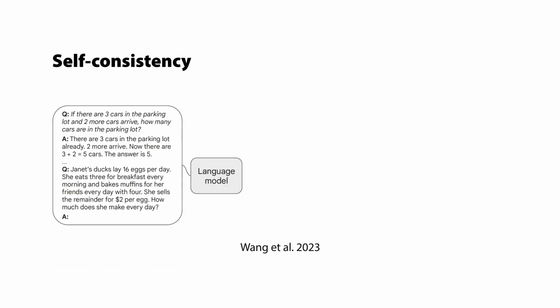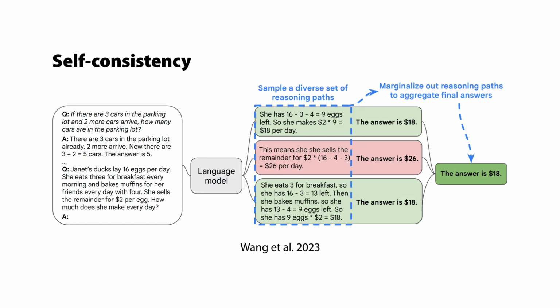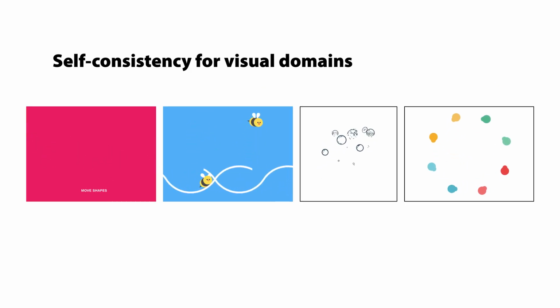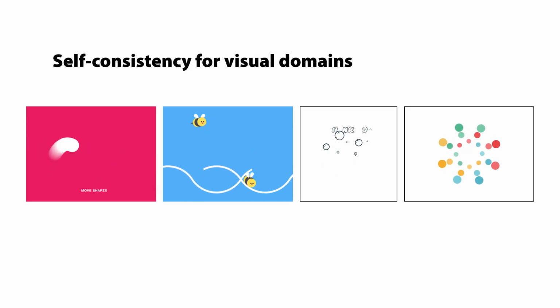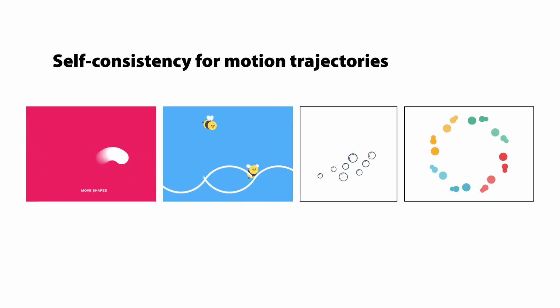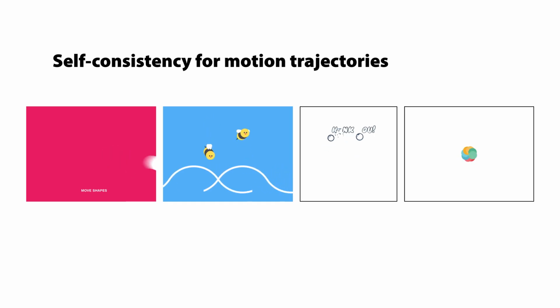Self-consistency is a lightweight, unsupervised technique for improving large language model performance by sampling diverse responses and grouping them to find the most consistent answer. In our work, we explore how to apply self-consistency to the visual domain. More specifically, we focus on the task of motion trajectory generation for motion graphics animations.